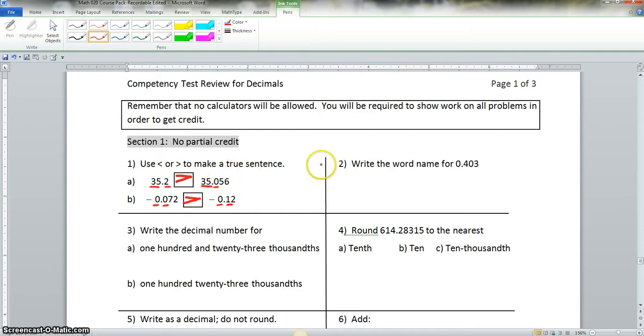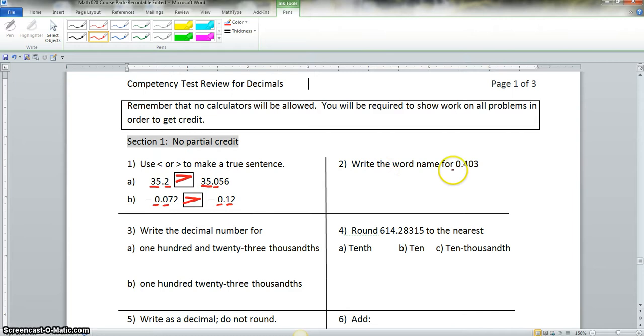Okay, now we go here. Actually, let me correct this. B, this actually means greater than. Negative 0.072 is greater than negative 0.12.